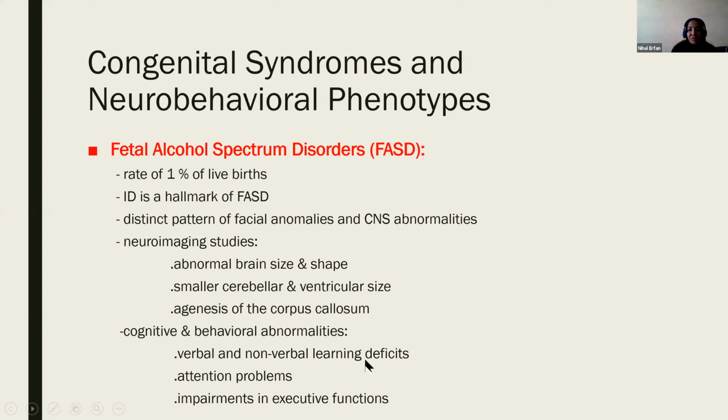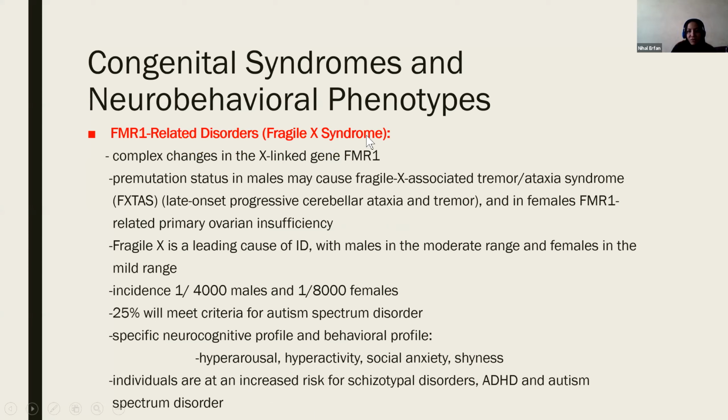They have verbal and non-verbal learning deficiencies, attentional issues and impairments in executive function. So they would present with ADHD. So that's how we come across these kids, or that's our sort of point of contact, is because of their attentional problems. Fragile X is another really important syndrome, okay? So it is a complex change in the X-linked gene, okay?